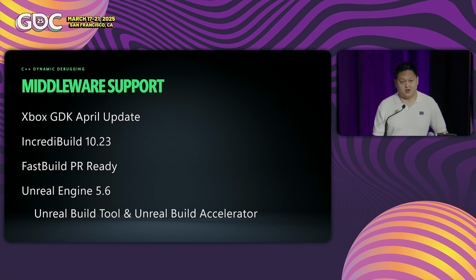And lastly, for all Unreal Engine developers, coming up in UE 5.6, C++ dynamic debugging will be natively supported for both UBT as well as Unreal Build Accelerator.